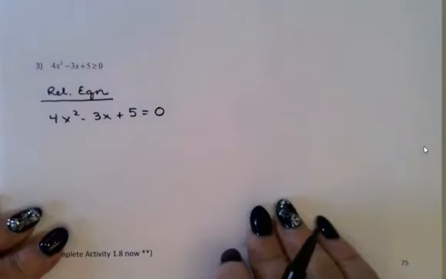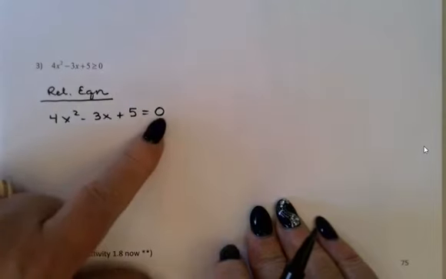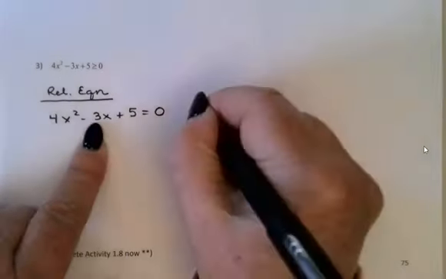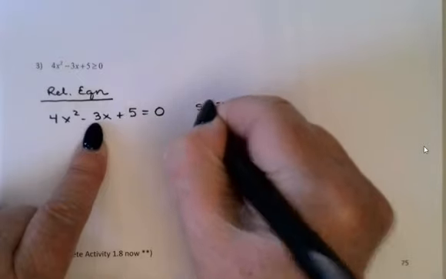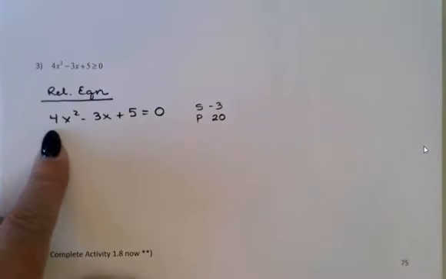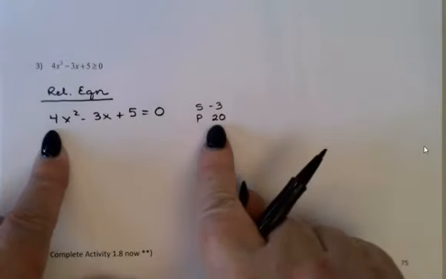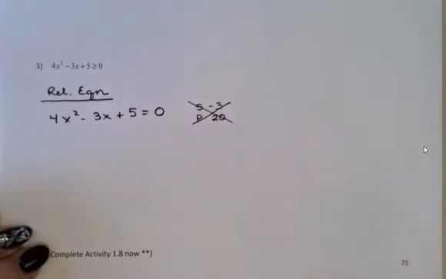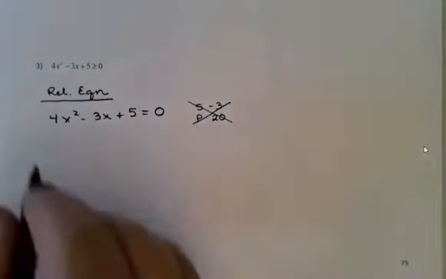Let's think this one through. If we were going to try to factor this, it's already equal to 0, so we could try. We'd need a sum of negative 3 and a product of 20. I don't think that's going to work. 1 and 20, 2 times 10, 4 times 5. No way to get that sum of negative 3. So I think I'm stuck with the quadratic formula again.